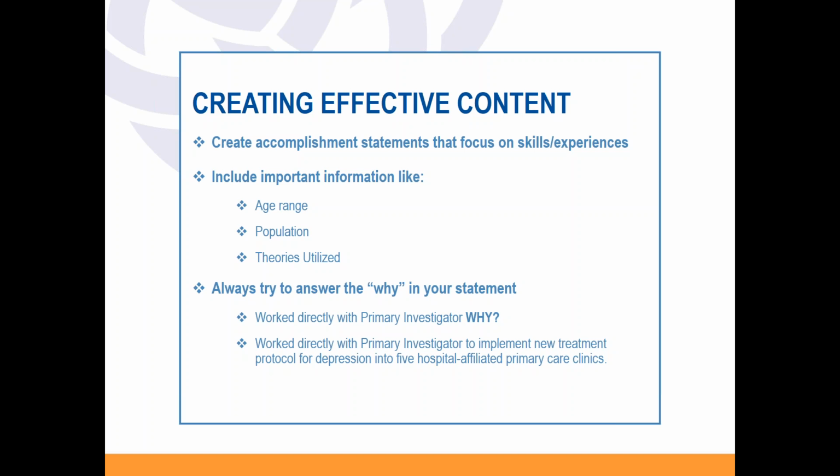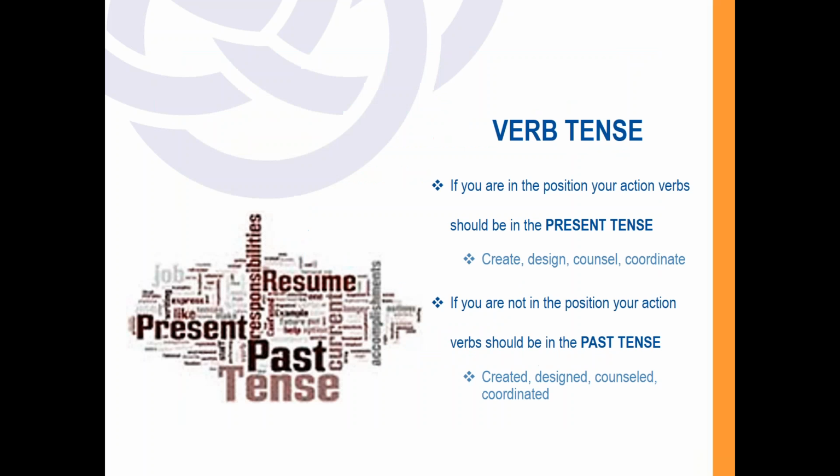So what did you actually do in supervising a team? Did you do some coaching? Was it some sort of mentoring? Was it some sort of task-driven management style or directive that you used? Looking at these examples, the first bullet says work directly with primary investigator. That's pretty vague. So why? The next bullet says work directly with primary investigator to implement new treatment protocol for depression into 5 hospital-affiliated primary care clinics. The second bullet demonstrates a lot more skill sets in your task, and this is what you want to aim for.